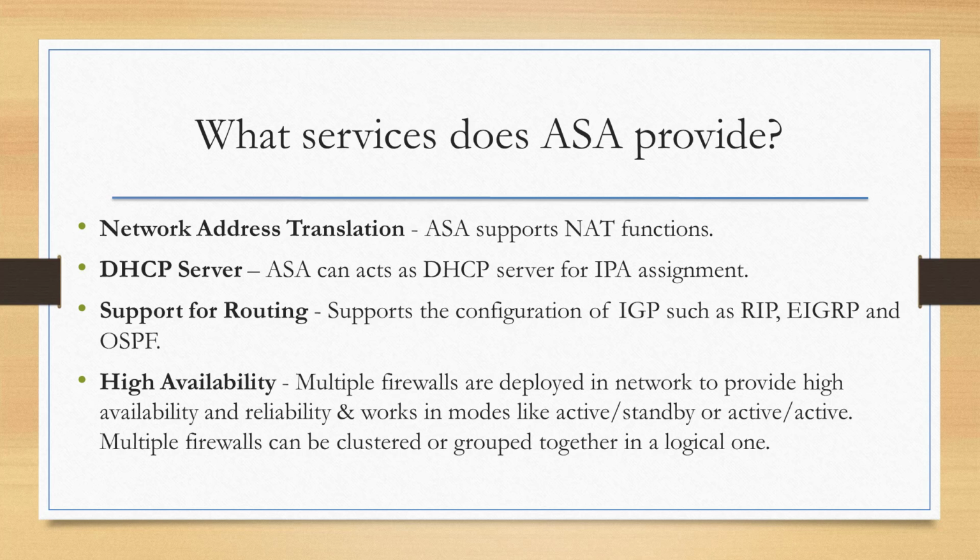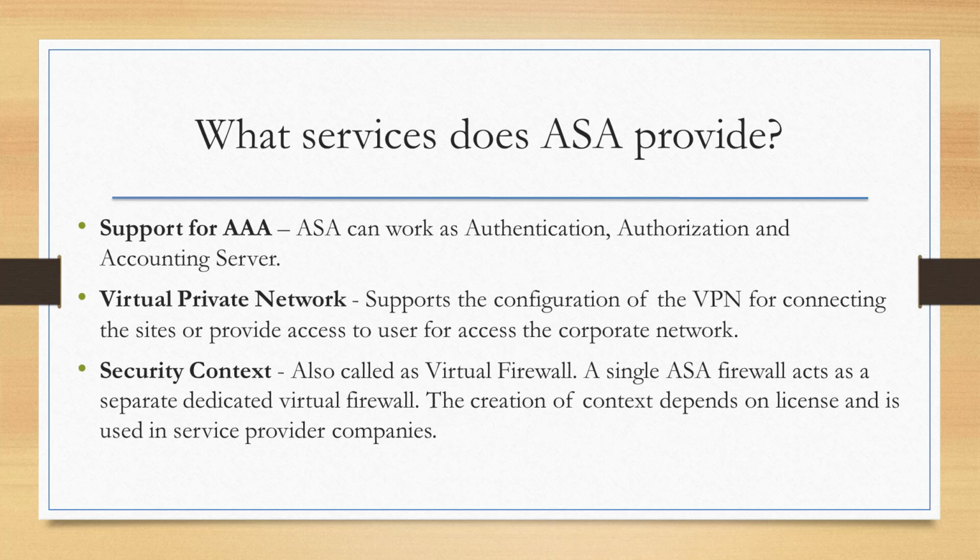High availability. Multiple firewalls are deployed in the network to provide high availability and reliability and work in modes like active/standby or active/active. Multiple firewalls can be clustered or grouped together as a logical one. Support for AAA, ASA can work as an authentication, authorization, and accounting server. Virtual private network, supports the configuration of VPN for connecting sites or providing users access to the corporate network. Security context, also called virtual firewall.